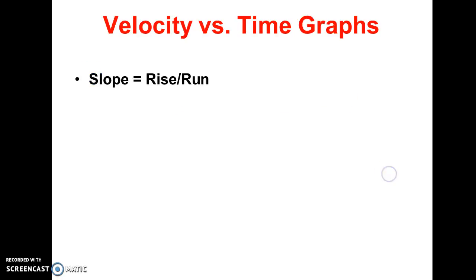Okay, now the second type of graph that we're going to have to deal with is a velocity time graph. We're still back to the same math equation for slope. That's rise over run.